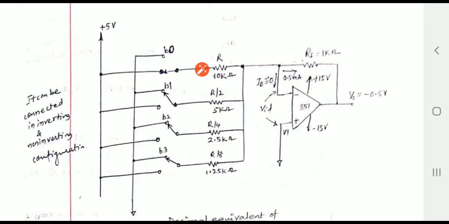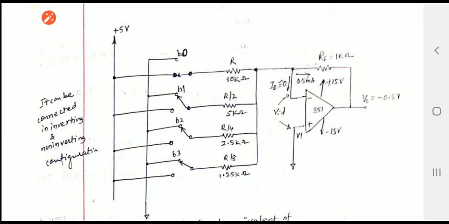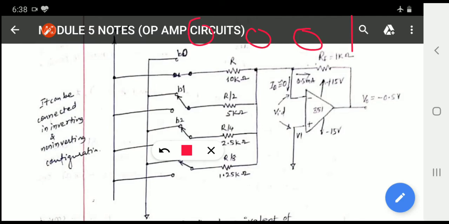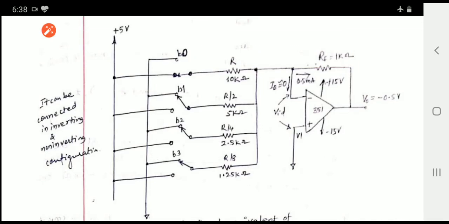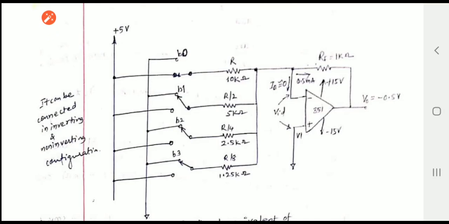Suppose I connect B0 to the reference voltage of plus 5 volts, nothing but 1 now. The remaining bits like B1, B2 and B3 are connected to ground, so their values are 0. Now we can say that the input given here is 0, 0, 0, 1. So this is the selection of binary input, and based on that we have to calculate the analog output.